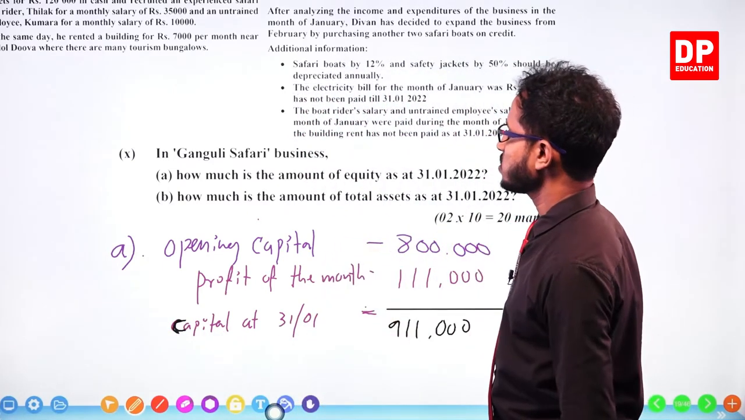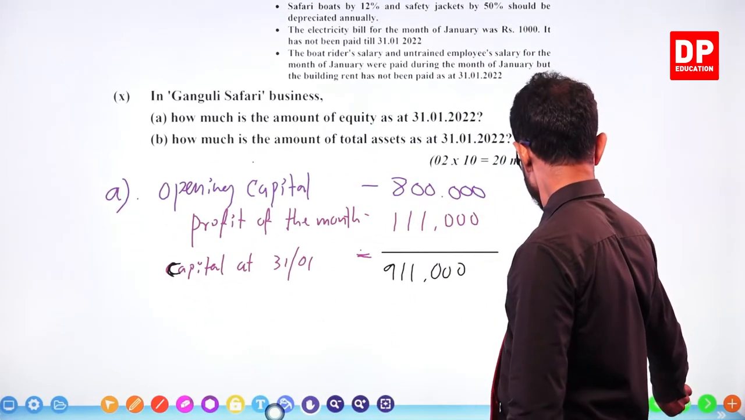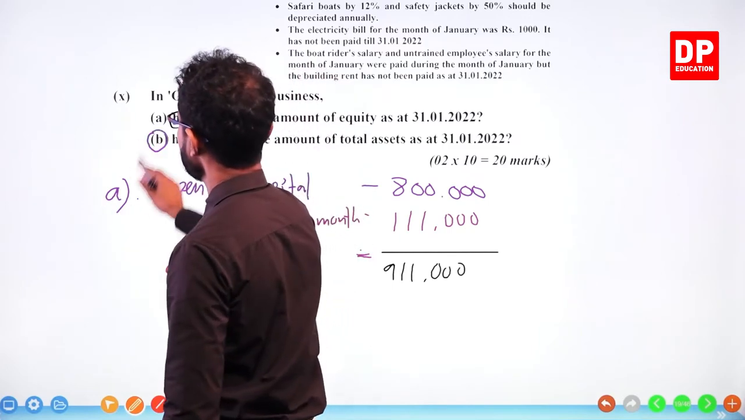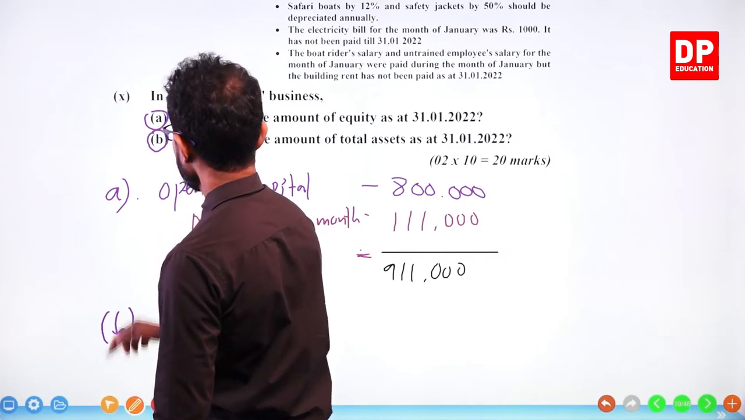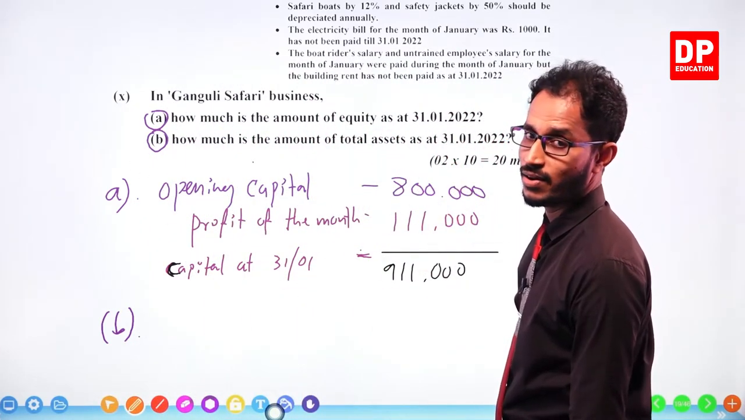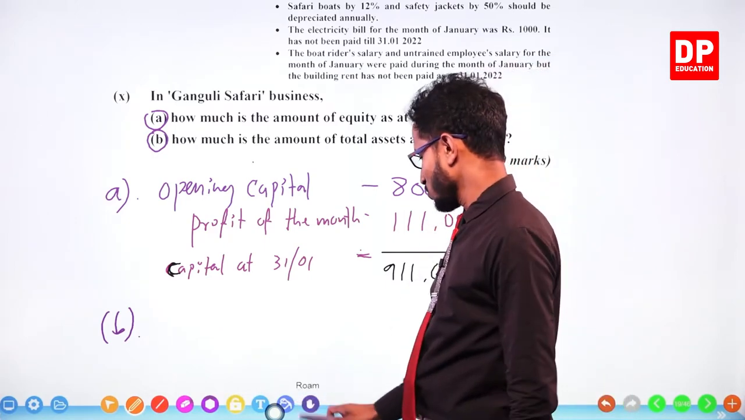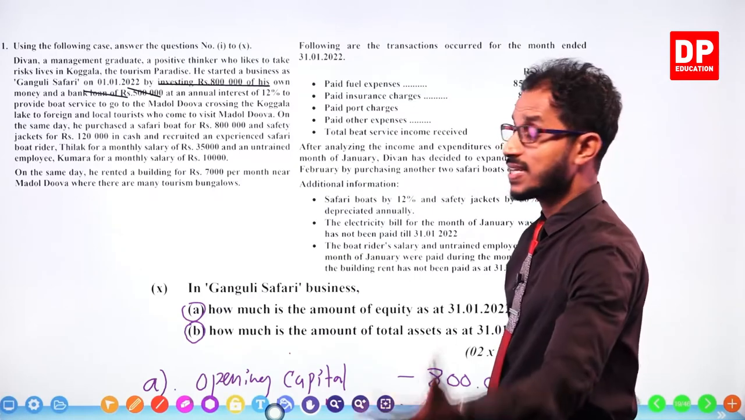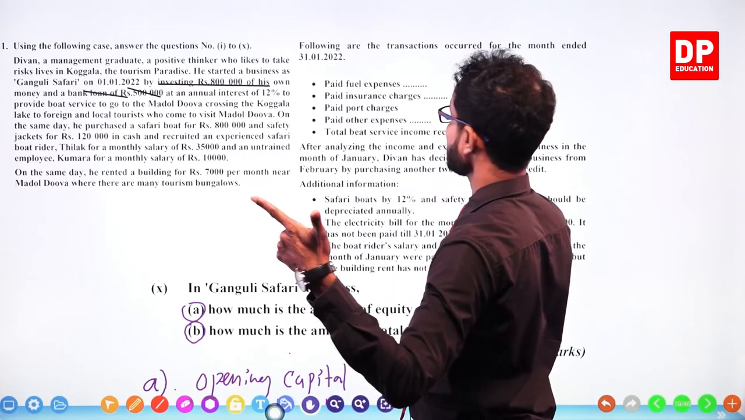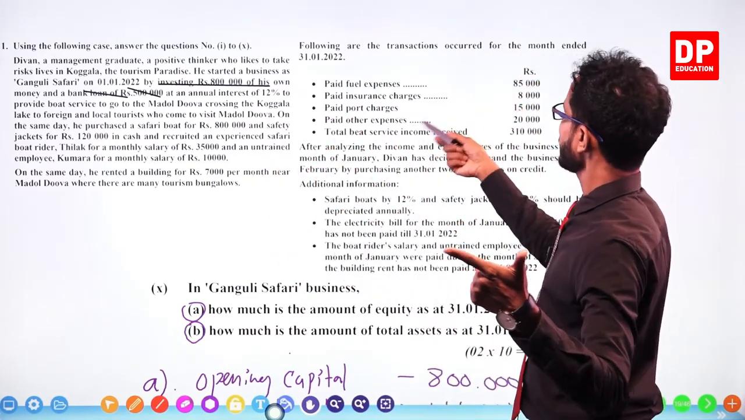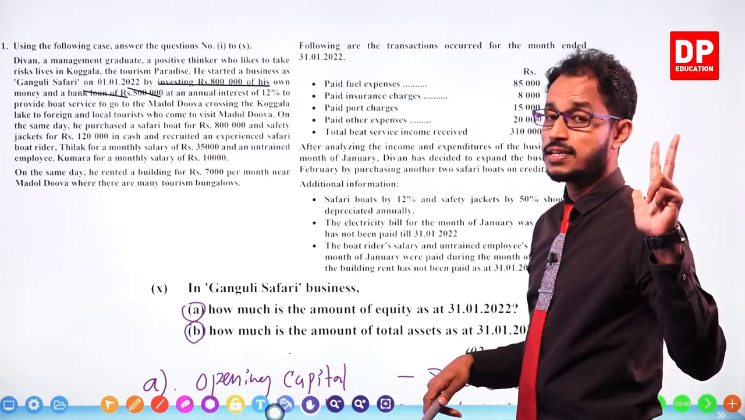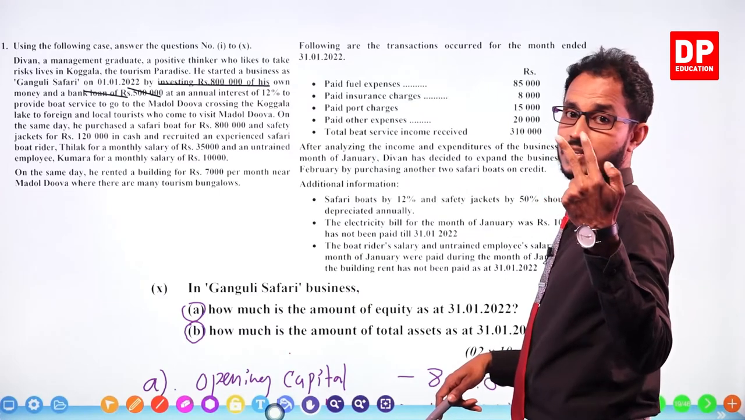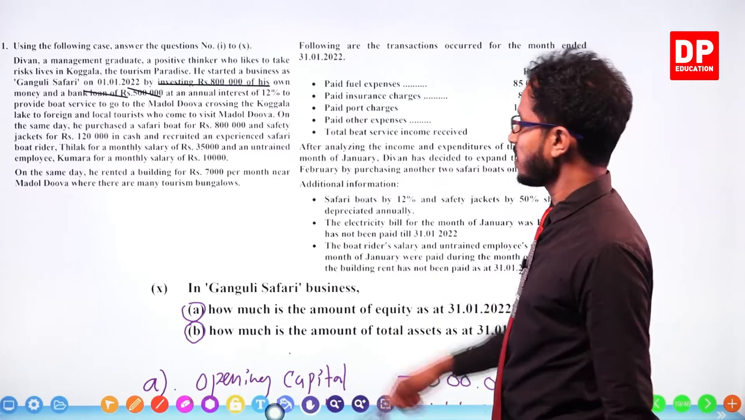Okay, next question B. A is done, now B. How much is the amount of total assets? Oh my God, amount of total assets. We have to go through the case again. We have to take the cash balance. Debtors, are there any debtors? The current assets? No debtors, nothing is mentioned. And the closing inventory, there is nothing mentioned about closing inventory. So let's take the cash balance and the non-current assets.